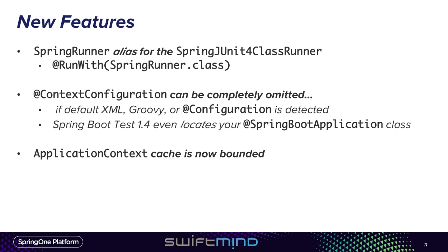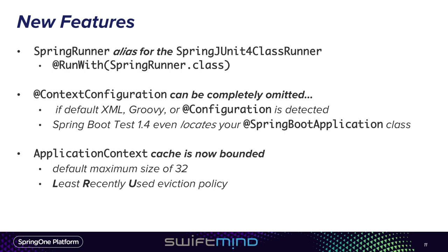Another important feature: a lot of people who have very large test suites might have several different sets of configuration for application contexts, and those all get loaded and cached in memory, so you might run into memory problems. So what we added in 4.3 is support for a bounded cache. The application contexts that are loaded for your tests are now in a cache with a maximum size of 32 as the default number, and that basically uses an LRU, least recently used, eviction policy. So the application context that was least recently used will get evicted if another one is loaded in.